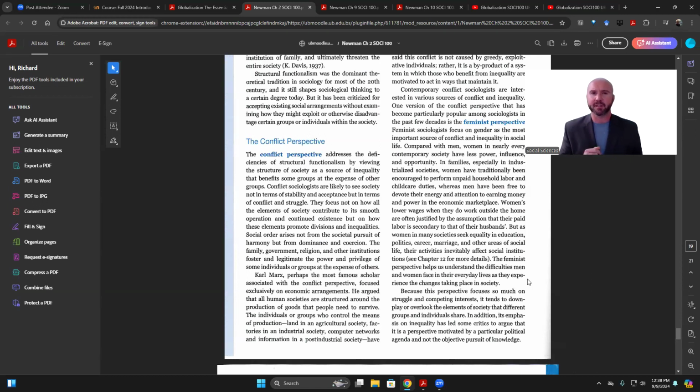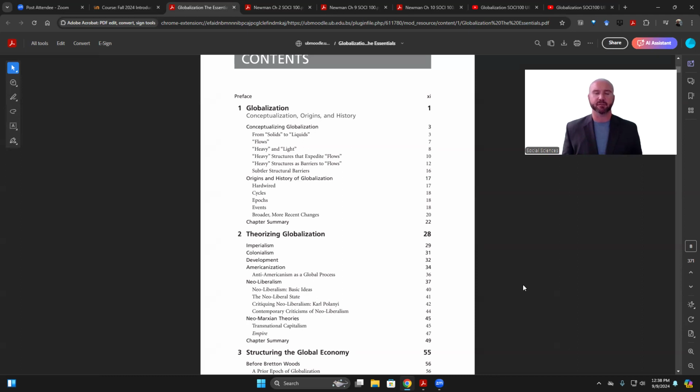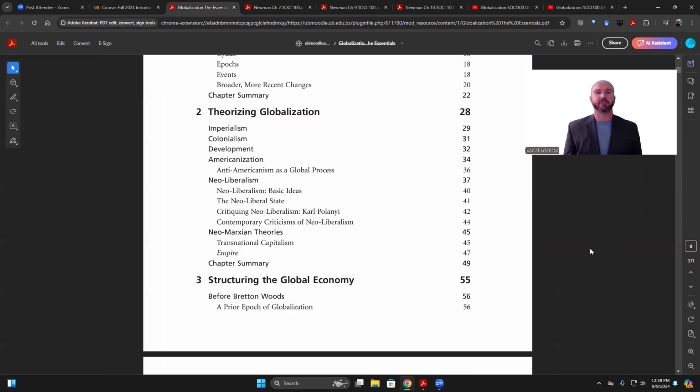And speaking of biases, in the table of contents from George Ritzer's book, let's look more closely at chapter 2. Chapter 2 is on theorizing globalization. Anytime you see that word theory or theoretical or theorizing, just substitute the word explain. We're basically explaining, hopefully from a scientifically grounded or fact-based or evidence-based position.